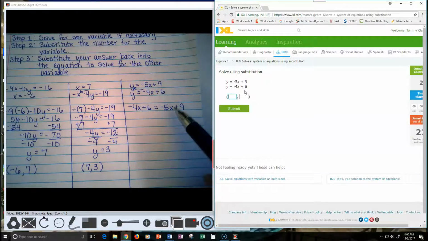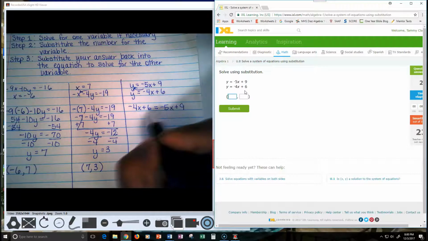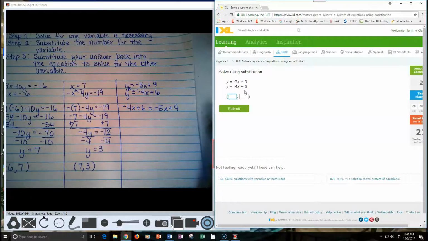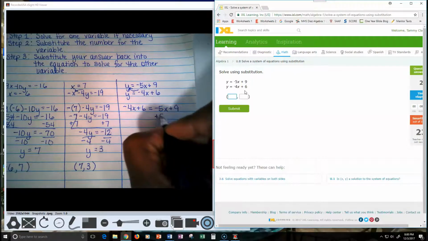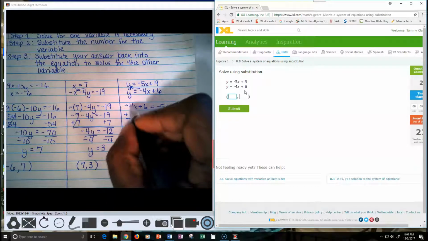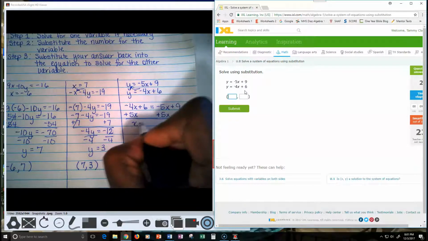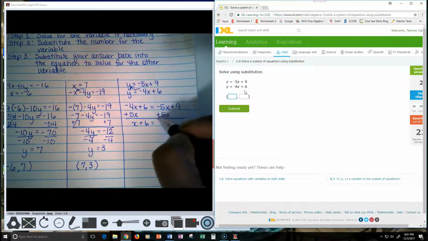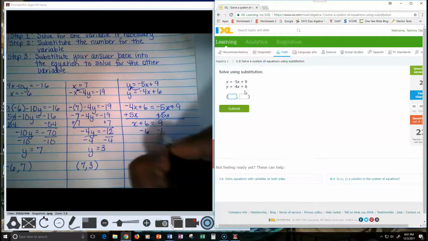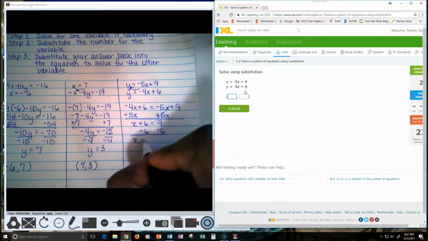This is just like when we did You Can't Scare Me and Fright Night, and we were trying to figure out when the number of candies were the same. This is the same idea. So now I'm just going to get x on one side and solve for x. So I'm going to add 5x to both sides of the equation. And that would give me negative 4 plus 5 is x plus 6 is equal to negative 5 plus 5, that equals 0. And then I'm going to subtract 6 from both sides of the equation. Therefore, x is equal to 3.